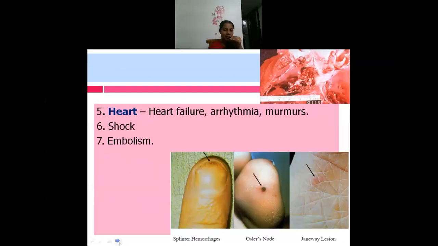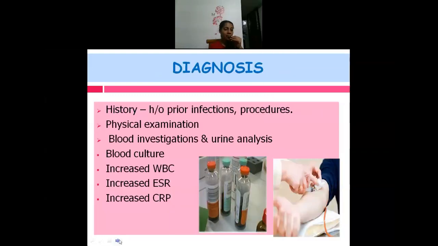Now, next is the heart. What happens in the heart is there can be heart failure. The heart may not pump the blood adequately. It may cause arrhythmias also. Arrhythmias are nothing but abnormal heart rate and heart rhythm. And because of the excess turbulence of blood, a new heart sound is heard, that is called a murmur, which we already discussed long back. Sometimes some patients can go into shock and they can have septic embolism also. So we have to be prepared to treat the patient.